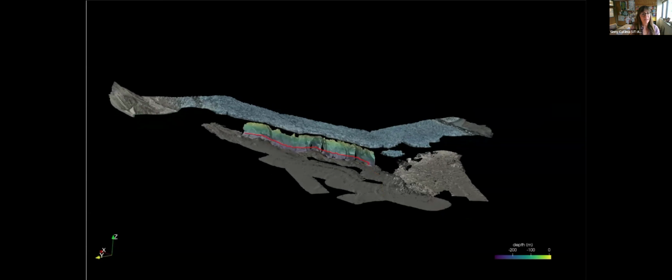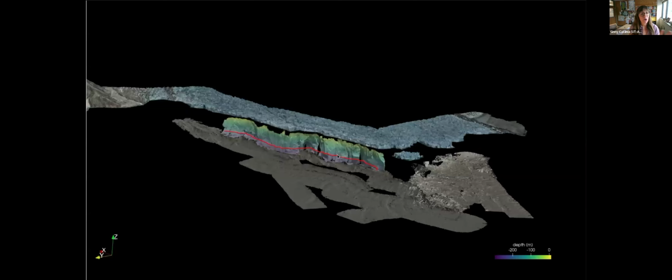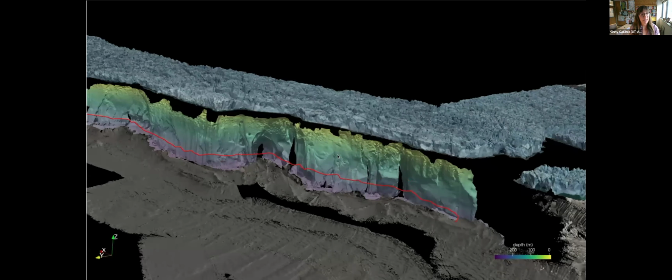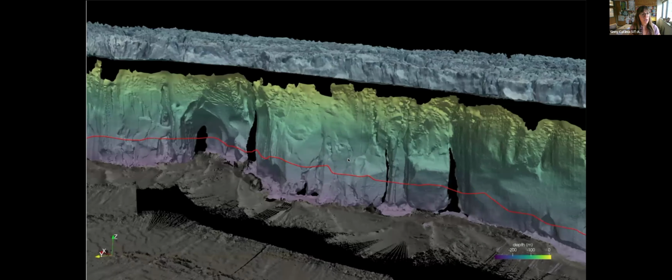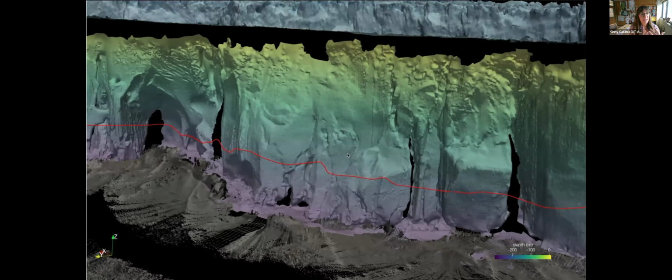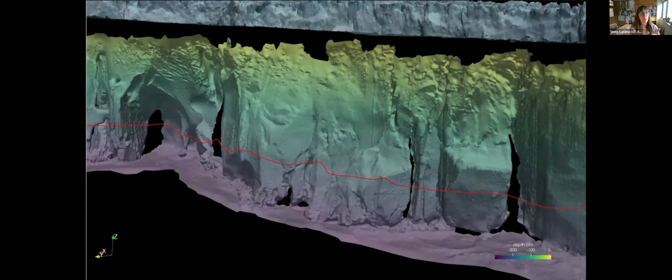This is just the path of NUI. So it's a point cloud that's been interpolated and then it's colored by depth. And as we zoom in, you can see all this really amazing texture of the terminus face. And this is an interpolated surface from a point cloud. So I'm going to remove that interpolated surface and just show you the point cloud.